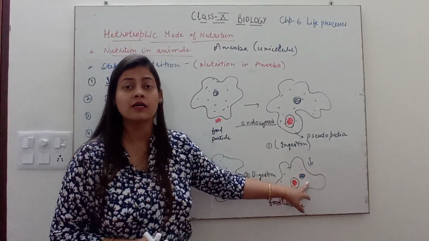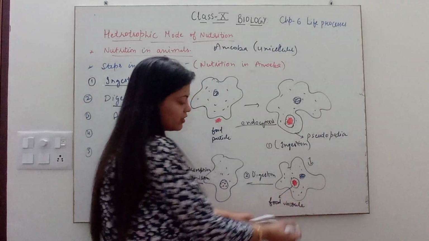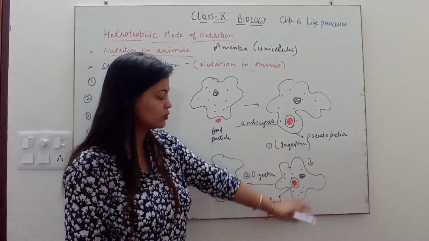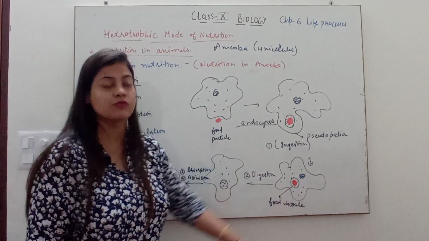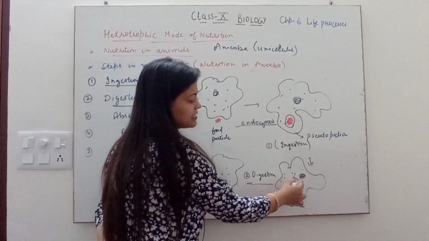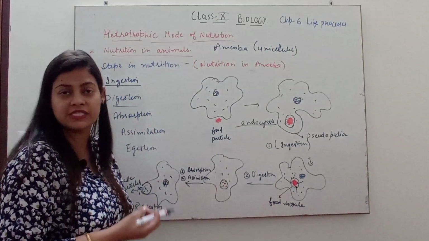So inside the amoeba, this food will undergo digestion, and this food vacuole in which the food is enclosed is called food vacuole. How does digestion happen? The enzymes are released inside the vacuole. Okay, so digestive enzymes are present in amoeba.